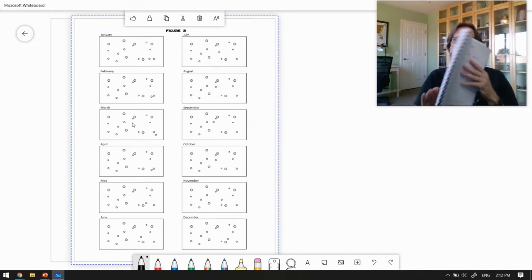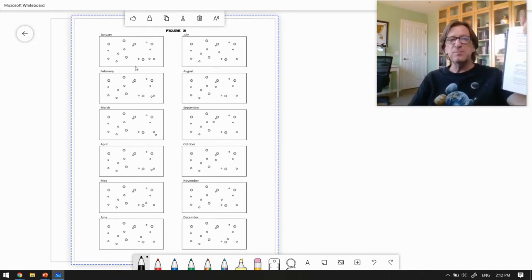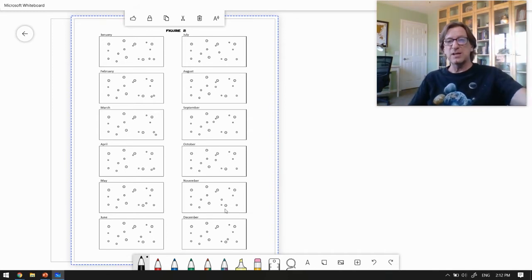Now, just to give you a little bit of an explanation, this is the same part of the sky taken over the course of 12 months. And you'll notice that most of the stars stay in the same position. However, one of the stars seems to move relative to the background stars. That's our nearby star that's shifting slowly back and forth. So in the first part, we're going to ask you to circle that so that you can identify it.